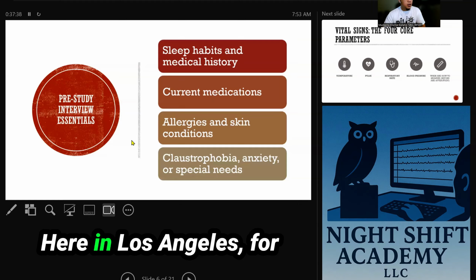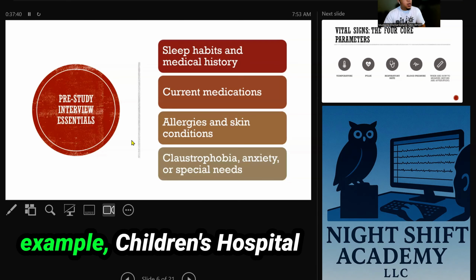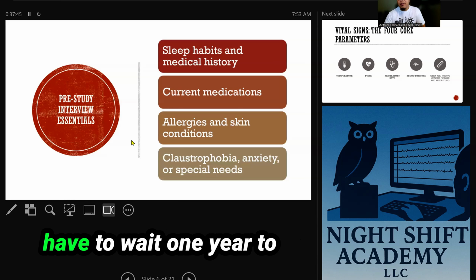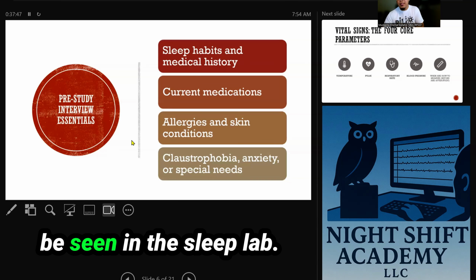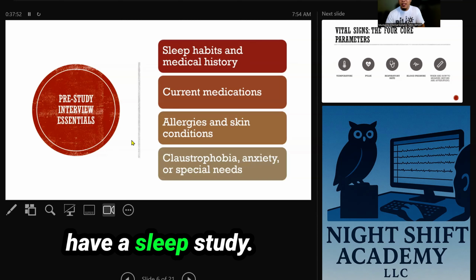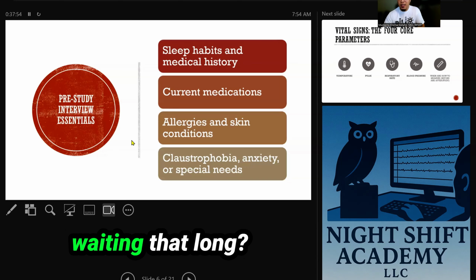Here in Los Angeles, for example, Children's Hospital has a sleep lab, and patients have to wait 1 year to be seen in the sleep lab. They wait 1 year to have a sleep study. Can you imagine waiting that long?